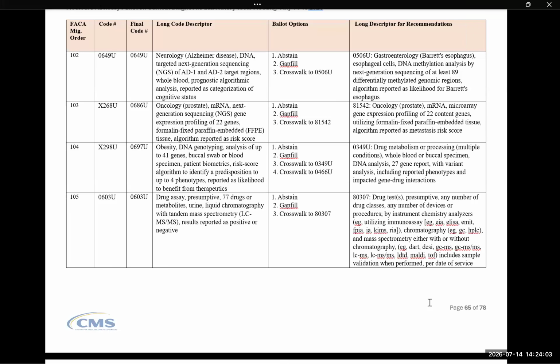All right, does anybody have any questions on this code from the panel or from CMS? All right, if not, panelists, please cast your votes.